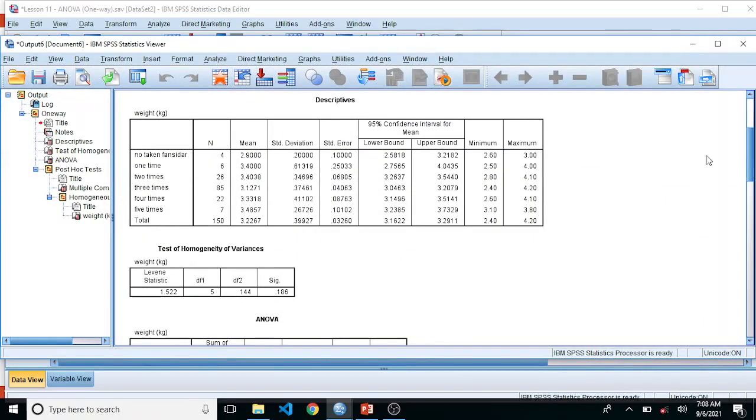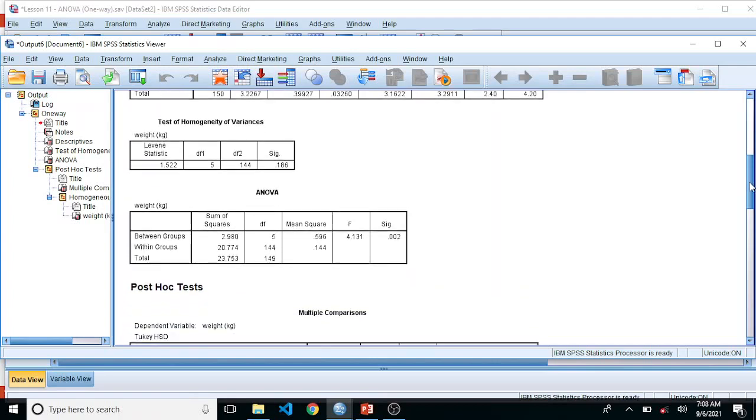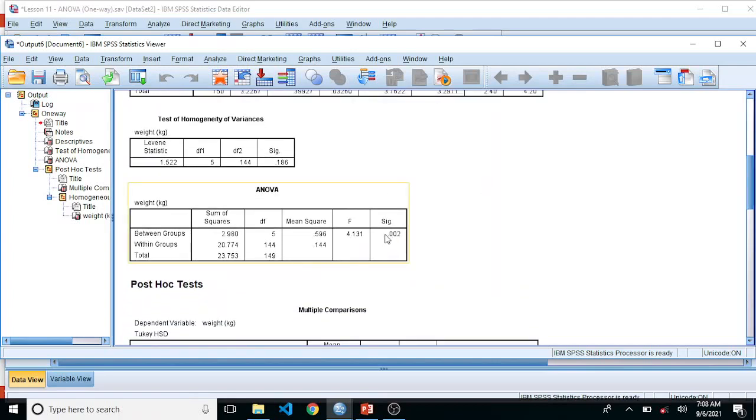So here we have the descriptives, with the various frequencies and the mean, standard deviation, standard error, and the 95% confidence interval. We have our test of the homogeneity of variances, which is greater than 0.05, which tells us that indeed there is homogeneity of variances. So we have nothing to worry about. Then we come down to our ANOVA. We see that the significance shows there is actually a difference between the groups, whether you took Fansidar no time, one time, two times, three times, or more. But which particular groups differ, we do not know.